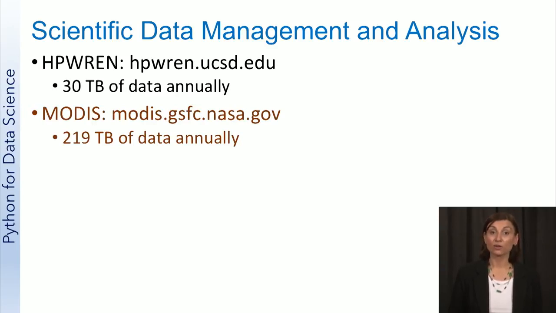NASA's MODIS, or Moderate Resolution Imaging Spectroradiometer, is a satellite that has imaging instruments on 2 satellites called Aqua and Terra. MODIS instruments on these satellites capture images of the entire surface of Earth every 1 to 2 days, acquiring data in 36 spectral bands. This equals 40 science products and produces 600 gigabytes of data per day, which equals 219 terabytes of data per year.